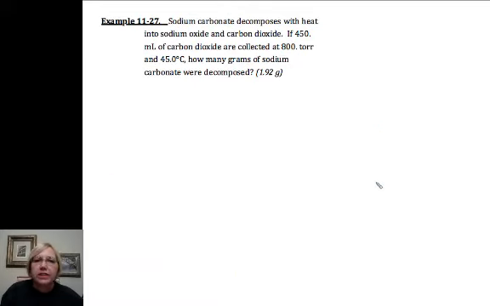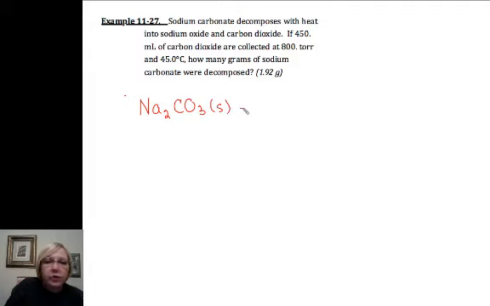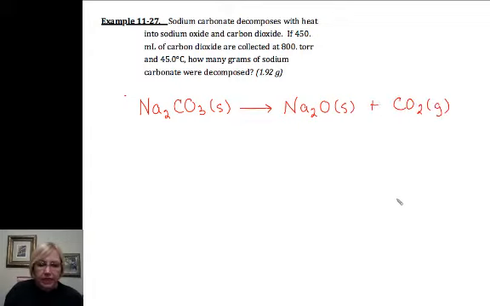Okay, one more just to re-emphasize this movement back and forth. This time I have solid sodium carbonate. Again, if it's a solid, you cannot apply the ideal gas law to it. I don't want to see that on your test at all, plugging in values for solids into the ideal gas law. Sodium oxide is also a solid, but it's our CO2 that's the gas where we'll get to apply our PV = nRT. So let's write our givens underneath.